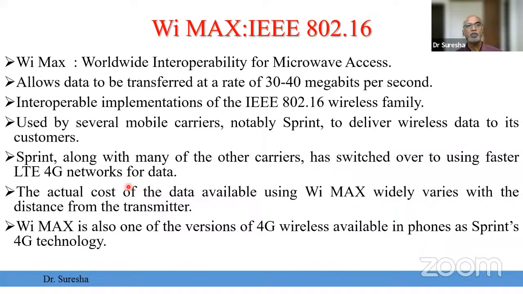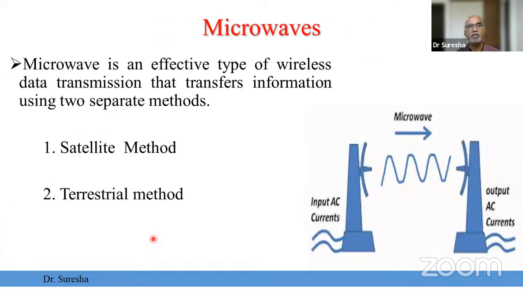Next is WiMAX, worldwide interoperability for microwave access, which allows data to be transferred at the rate of 30 to 40 megabits per second. It's an IEEE standard used by several mobile carriers, notably Sprint, to deliver wireless data to its customers. Sprint, along with many other carriers, has switched over to using the faster LTE 4G network. It is again one of the standards we're using.